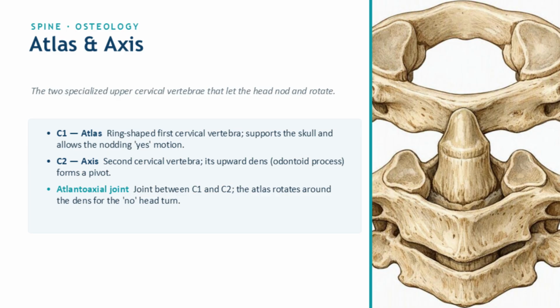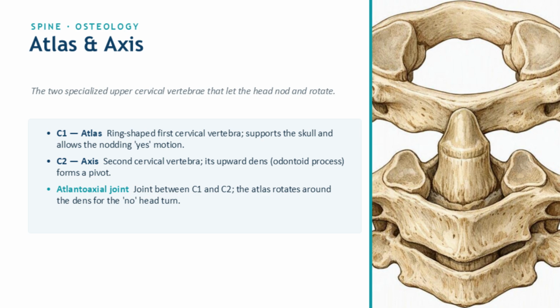Because of this specialized arrangement, we are able to nod our heads in agreement and rotate them from side to side. As you study these vertebrae, consider how structure determines function. Their unusual shapes are directly related to the movements they allow. These vertebrae demonstrate one of the most important principles of kinesiology. Anatomy and movement are inseparable.